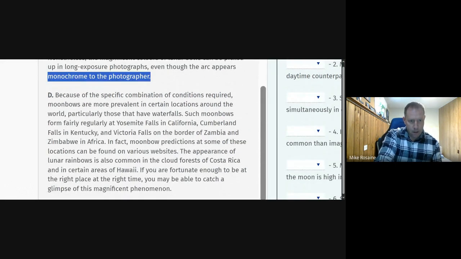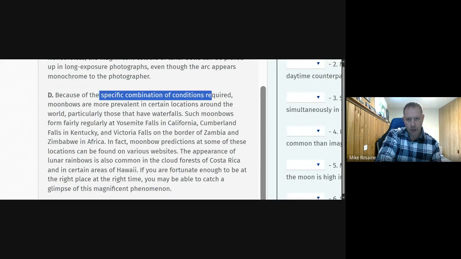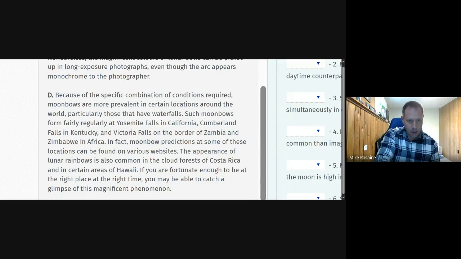What about D? Because of the specific combinations of conditions required. Here I'm going to stop because this is a common CELPIP trick. Combination of conditions. That's the topic of B. So now they're repeating that. So B and D, there's some overlap. But let's keep reading. Moonbows are more prevalent in certain locations around the world, particularly those that have waterfalls. Now let's just look down. I see California, Zambia, Costa Rica, Hawaii. So no more. We don't need to read more. We know this is about locations around the world.